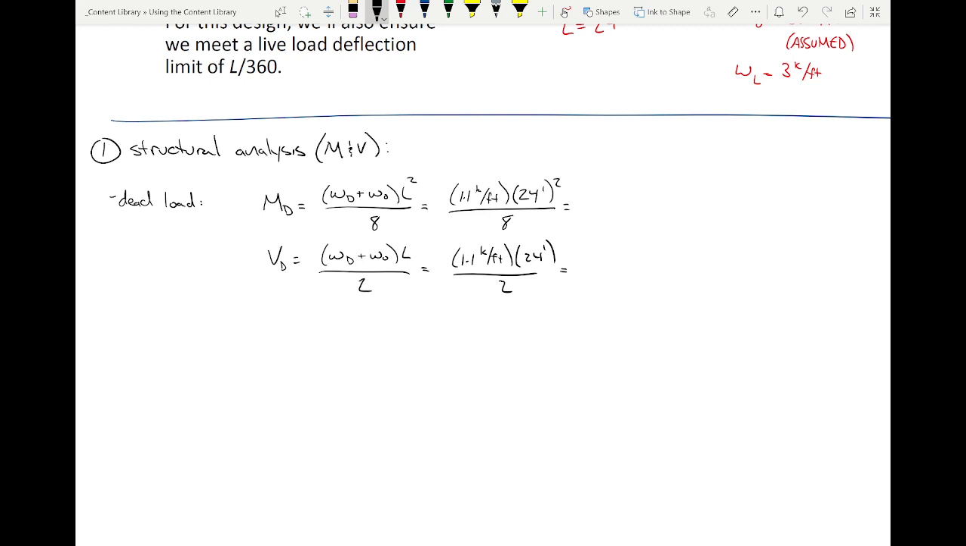And let's see, I can probably help you with some of these. So this first one ends up being 79.2 foot-kips. And then this one is 13.2 kips. Okay. Now M live is, here, I don't think we need the parentheses there.